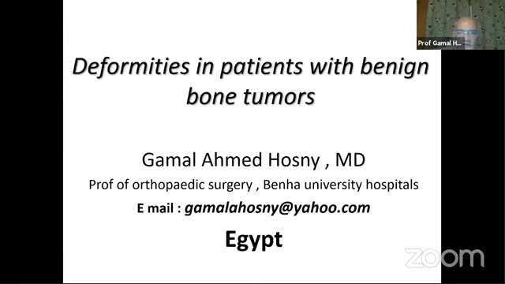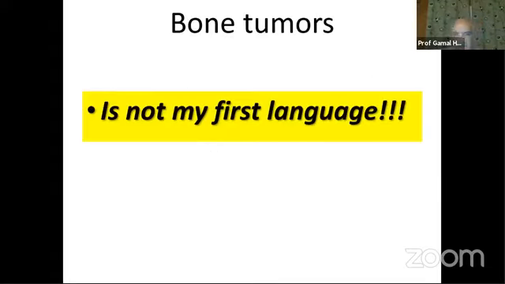I'm going to talk about deformities in patients with benign bone tumors. But remember, guys, I don't do tumors. Bone tumors is not my first language. I'm a stranger here. I don't belong to this session.